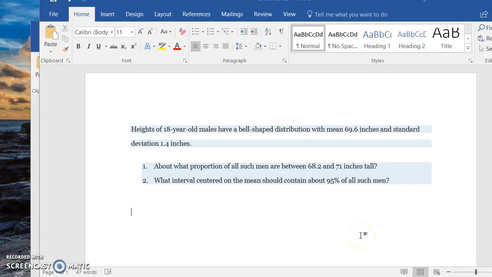So let's look at this problem. The heights of 18-year-old males have a bell-shaped distribution with a mean of 69.6 inches and a standard deviation of 1.4 inches. We want to answer two questions. The first one, what proportion of all such men are between 68.2 and 71 inches tall, and the second one, what interval centered on the mean should contain about 95% of all such men.